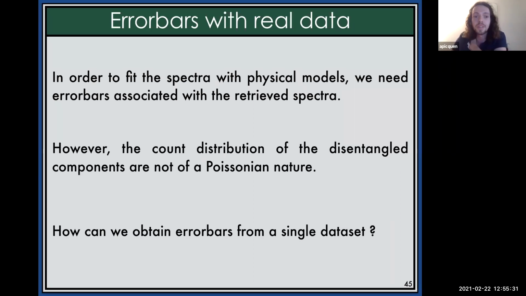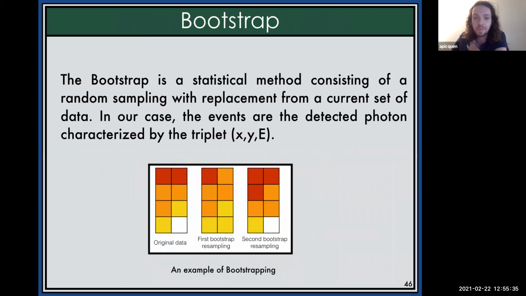And the question was how we could obtain error bars from a single data set. So the logical answer would be to use some bootstrapping method: if you have original data made of different events, you randomly select with replacement the same number of events out of them, and that will give you different new resamplings. And you can look at the standard deviations, for example, to obtain some error bars on your results.